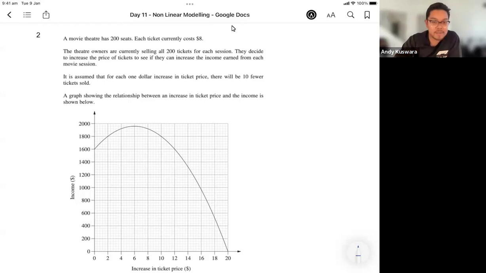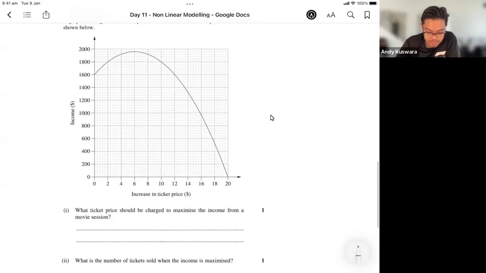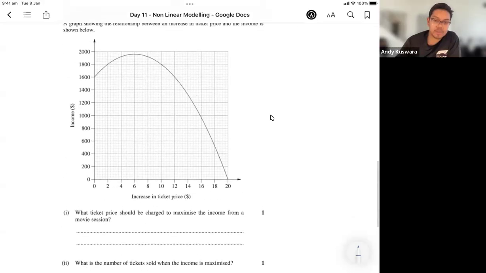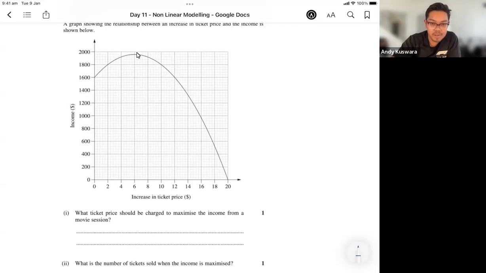So let's take a look at this question. Here's your nice little graph. What it's saying is that if we increase the ticket price, at some point we'll hit a maximum point. But afterwards, because it becomes too expensive, fewer and fewer people will buy it. If I increase the ticket price by $20, no one's going to go to the movies. That's what it's trying to say.